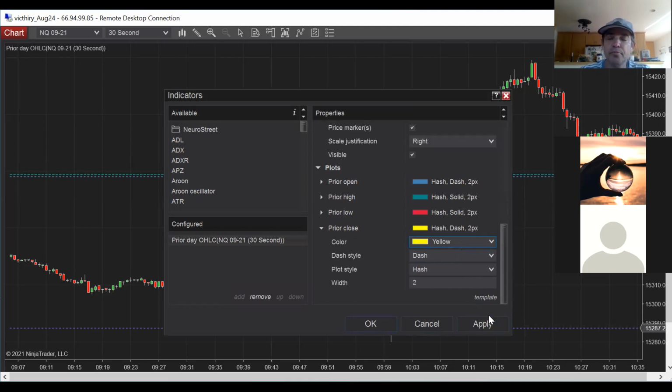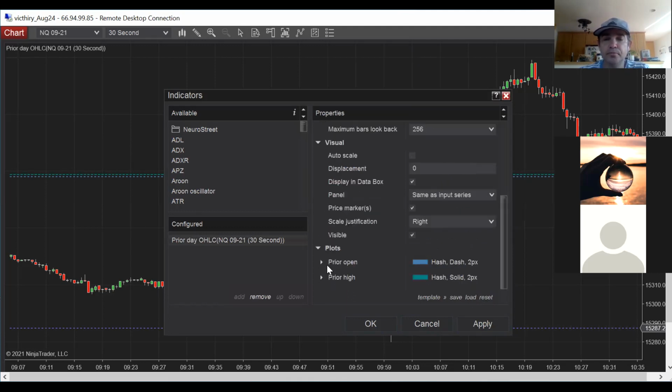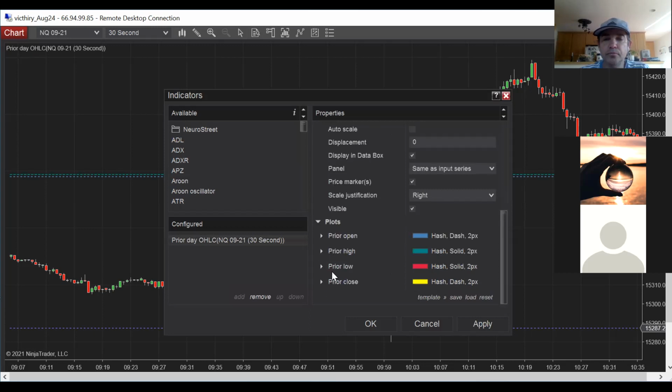And then let's change the prior day low. Friday low, okay. You can make that a blue. Is it already blue? I don't know. It's red. So make that a blue. And make it a blue.